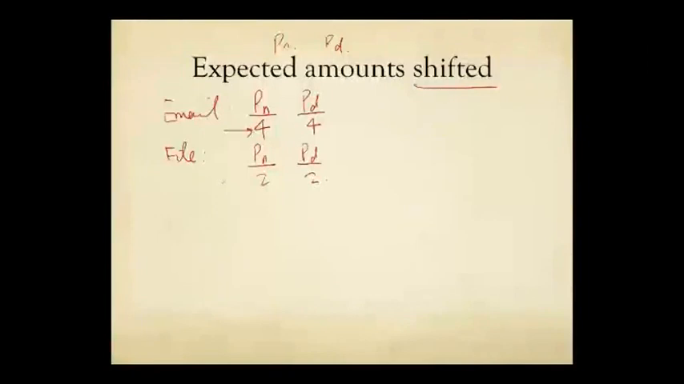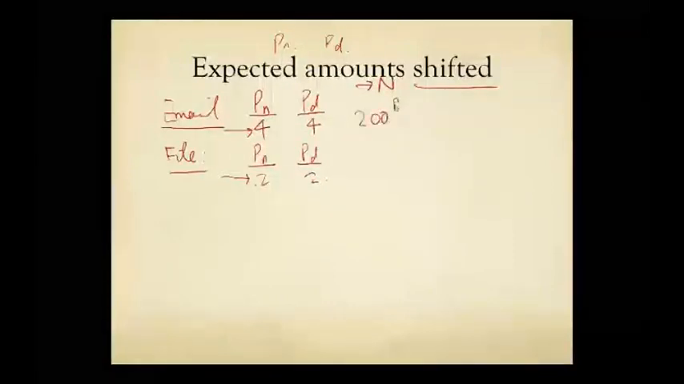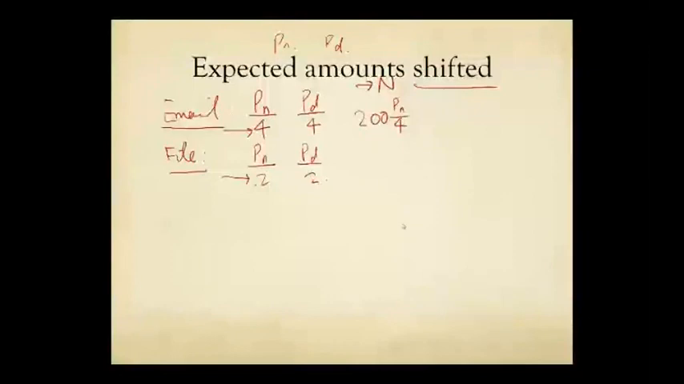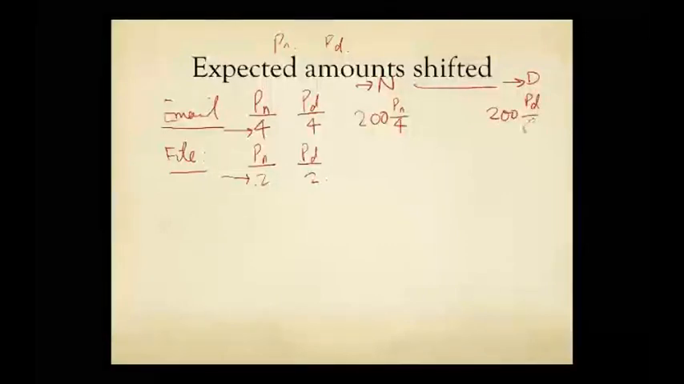So the fact is divided by 4 versus by 2 is representative of the fact that file download is more delay tolerant than email. Again, this is a very simple linear assumption here. So now we can write down the following, that for email, the amount that shifts into nighttime is simply 200 units times Pn over 4. And the amount shifted into daytime is simply 200 times PD over 4.